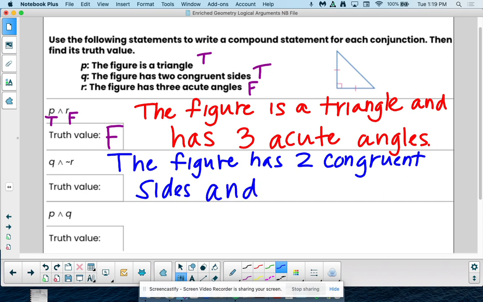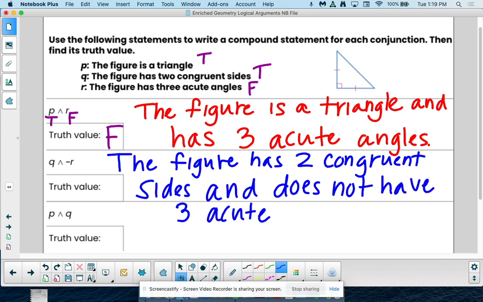And that's our connecting word. How do we write not R? And doesn't have 3 acute angles. Perfect. And does not have 3 acute angles.